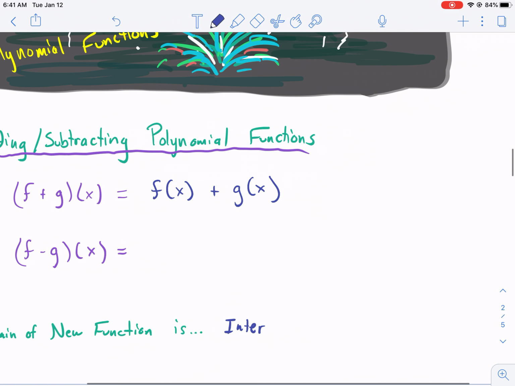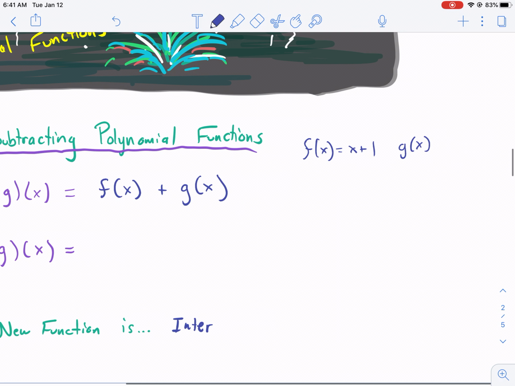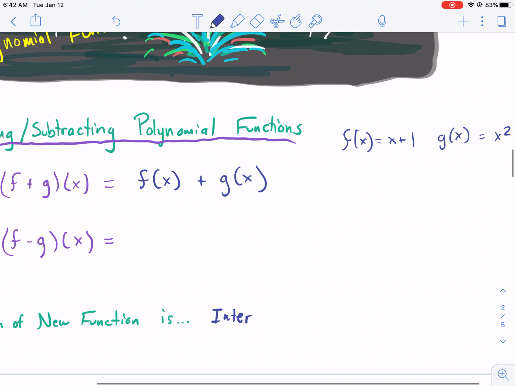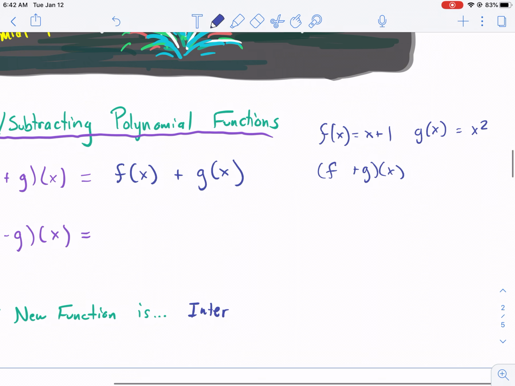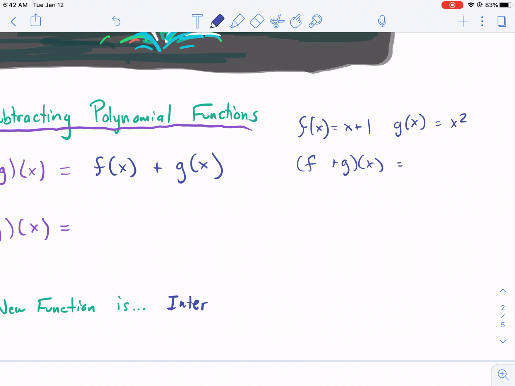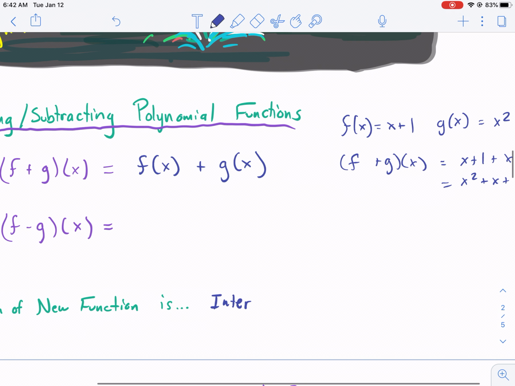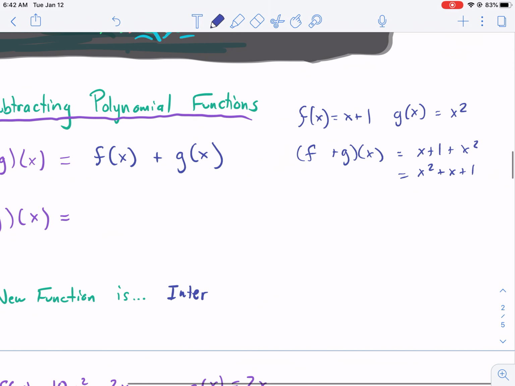So if you had, for example, f of x equals x plus 1, and g of x equals, let's just call it x squared, then f plus g of x would be equal to simply x plus 1 plus x squared. And of course you would want to write it in standard form, so it would look like that. So you just add the two polynomials, the two functions, together.